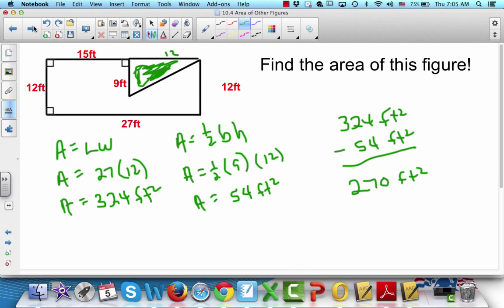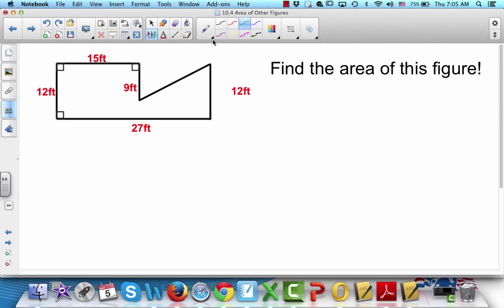Now there's another way to do it, because everybody doesn't look at it in the same way. This time what we can do is we can divide this into two figures. One is a rectangle and one is a trapezoid. Okay, so now we go with this rectangle, we go area equals length times width, and we go area equals, the length is 15, the width is 12, so that gives us area equals 180 feet squared.